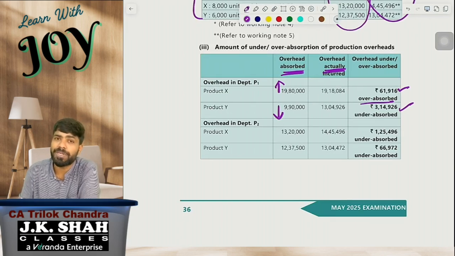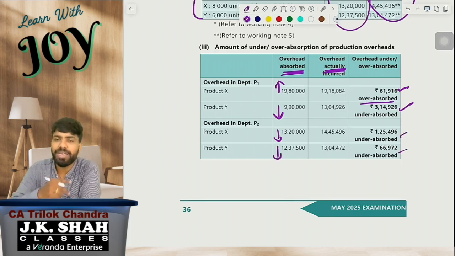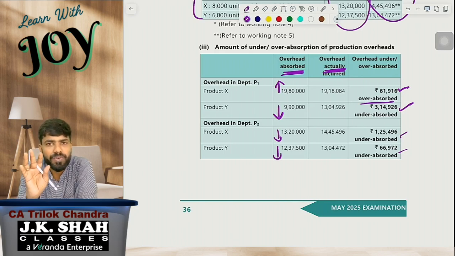Under absorption or over absorption? It is under absorption. 12 lakh 37,500 minus 13 lakh 4,472. This is also under absorption. Okay, so this is about the overhead structure. Are you understanding? All of you? Okay.